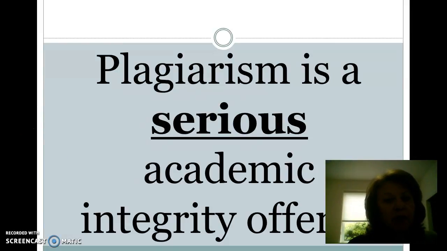Plagiarism is a very, very serious academic integrity offense, and I know that Dr. Lindsay has done an excellent job of discussing plagiarism with you, and I don't want to repeat that here. But I think the key point is that when you're properly using APA formatting, when you're citing the words, thoughts, and phrases of others consistently and appropriately, you can avoid plagiarism.